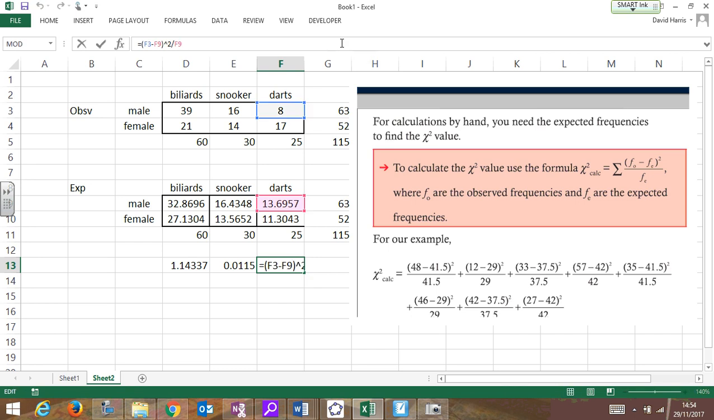If I click here, the colors will help you. The blue is the observed. Observed minus expected divided by expected. And then here, we can drag this down and then drag this across, and it still works. If I click here, observed minus expected divided by expected.